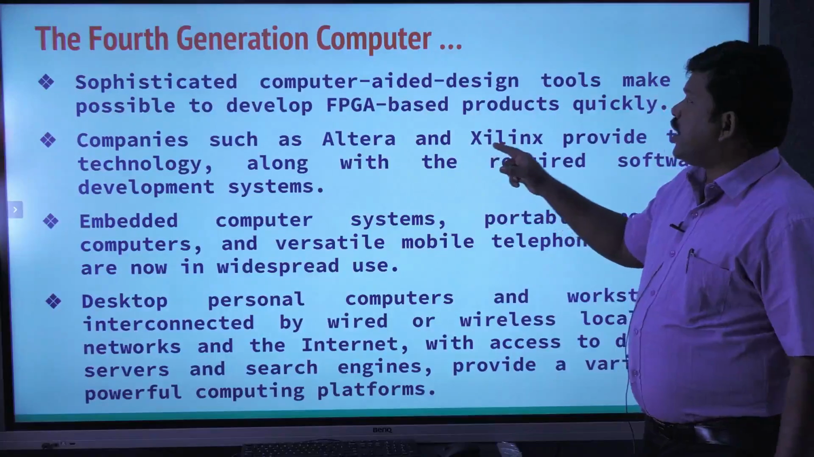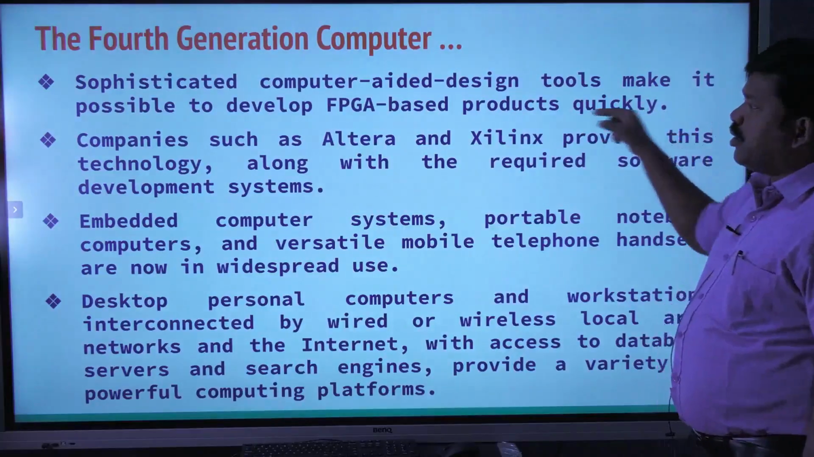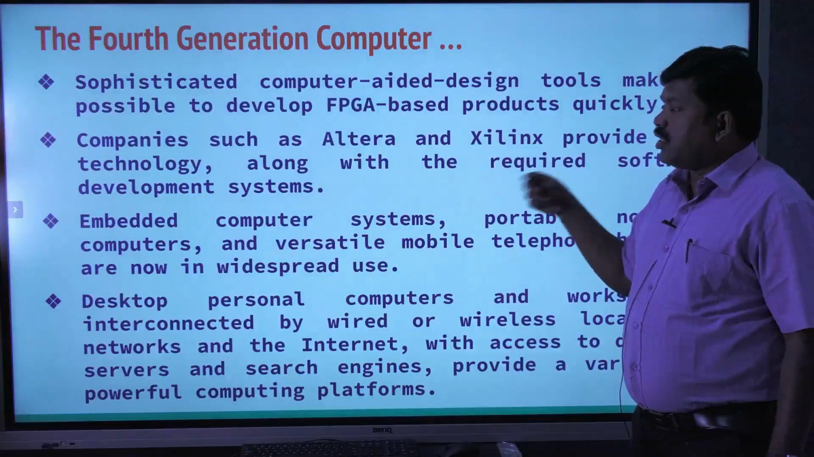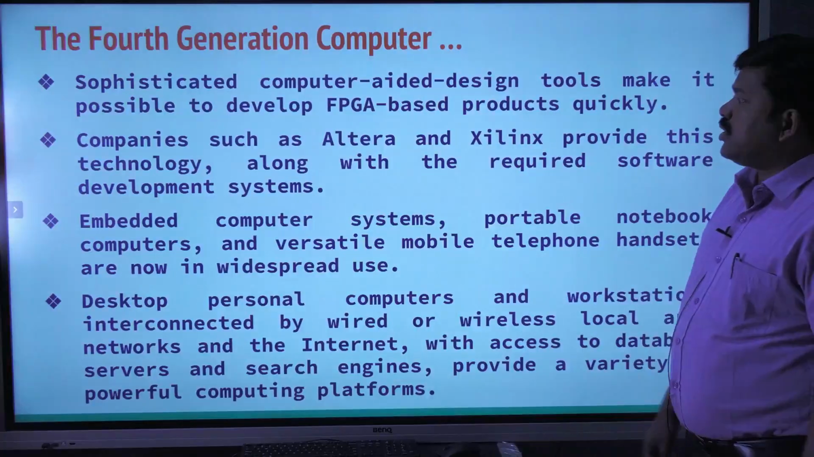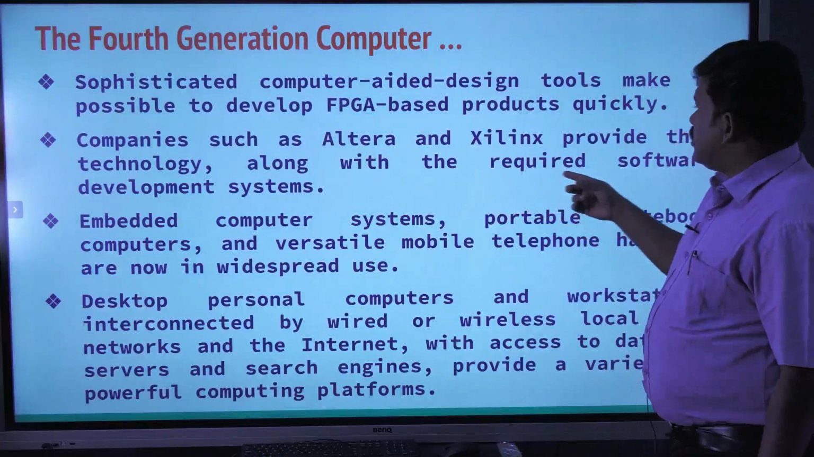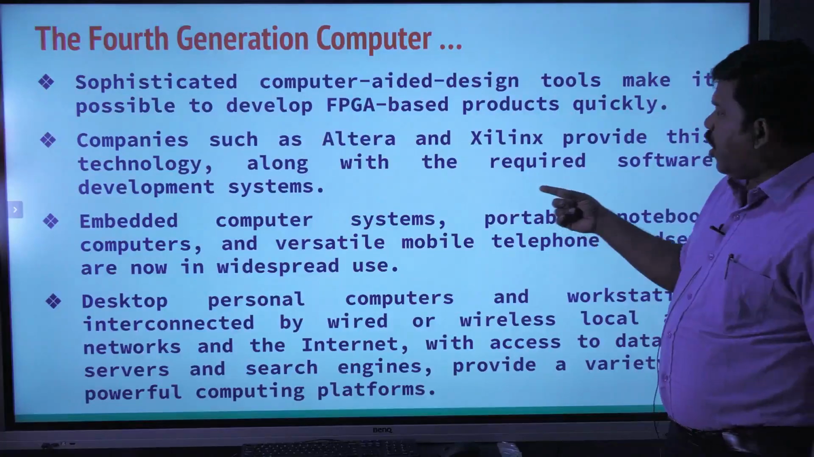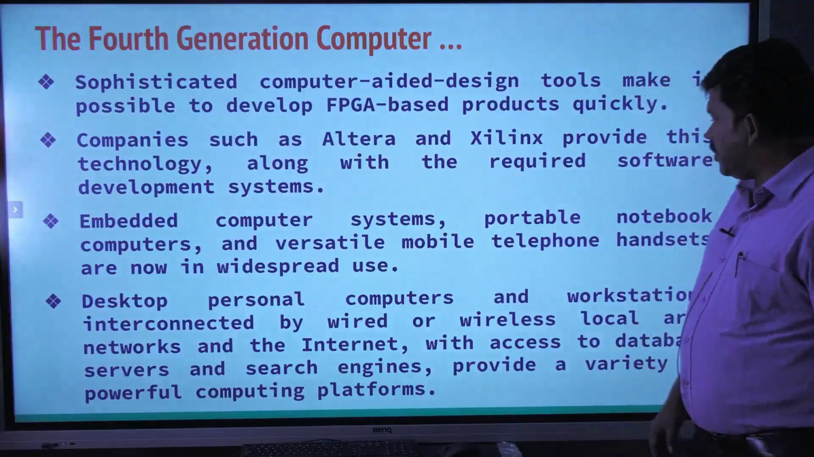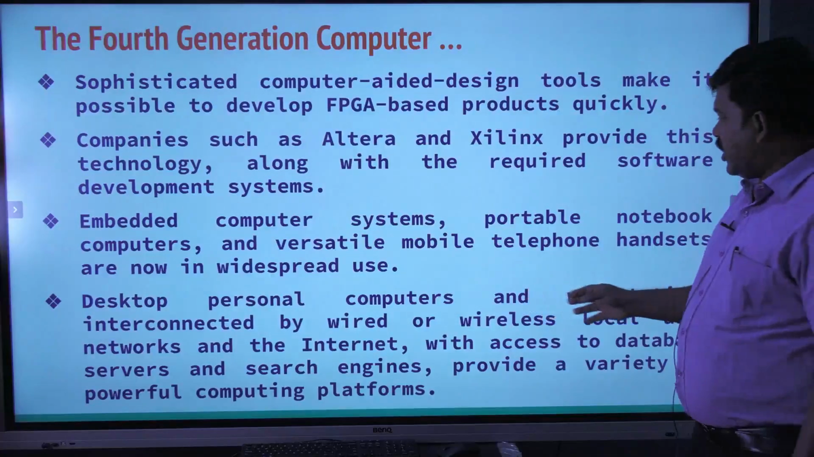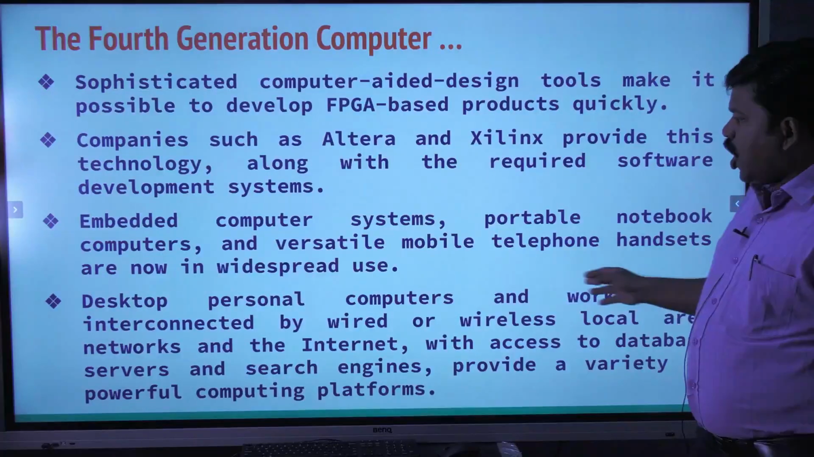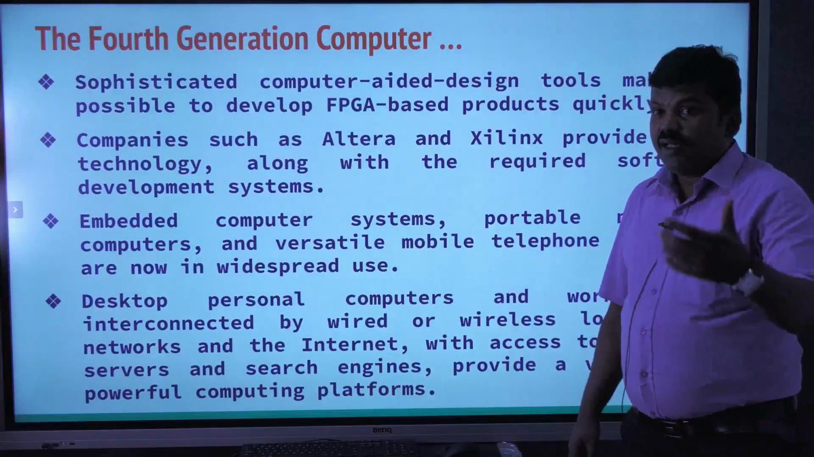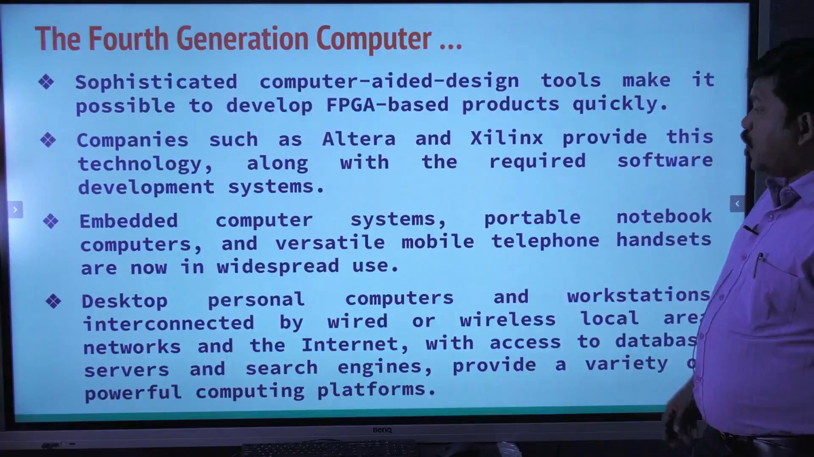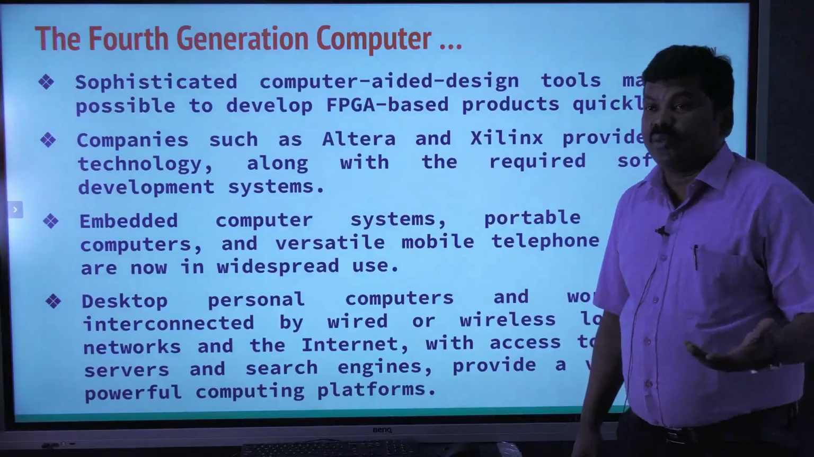Also, sophisticated computer-aided design tools come into the picture to develop FPGA-based products quickly, especially drawing-based, CAD design-based. Companies like Altera and Xilinx provide this technology along with the required software development systems. Embedded computer systems, portable notebook computers, and versatile mobile telephone handsets are now in widespread use, where the embedded computer systems came into the market well. Also, modern computers now come with portability.